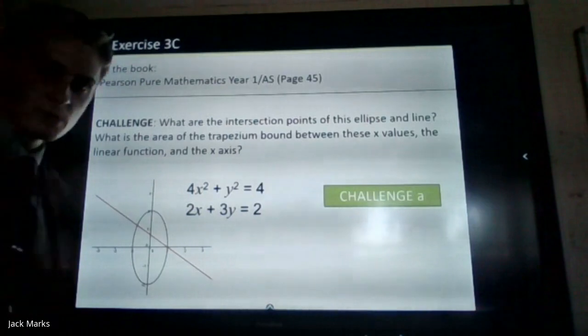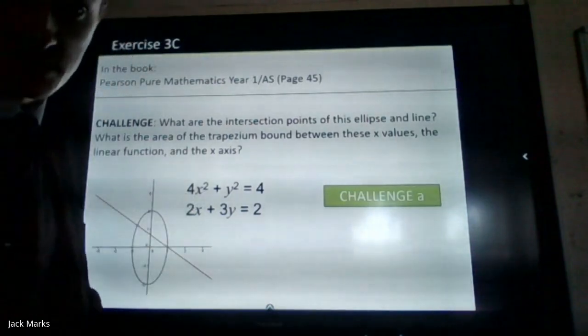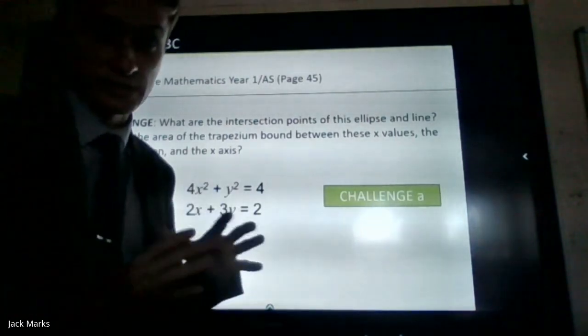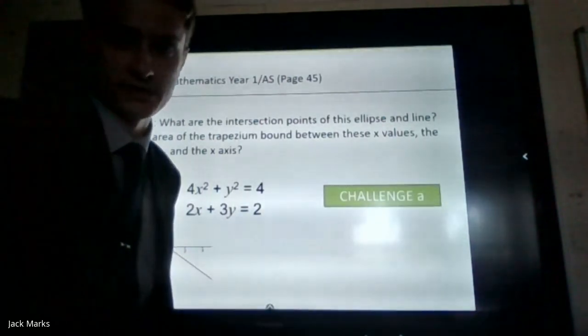And that takes you up to exercise 3C. So please spend a bit of time on this. 3C is its own lesson because the discriminant is a hugely important concept. Best of luck.